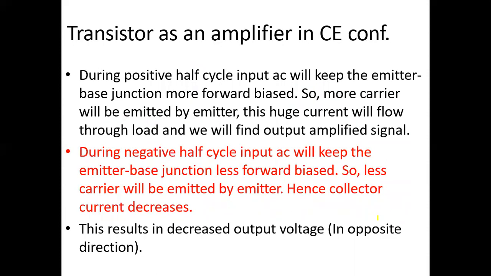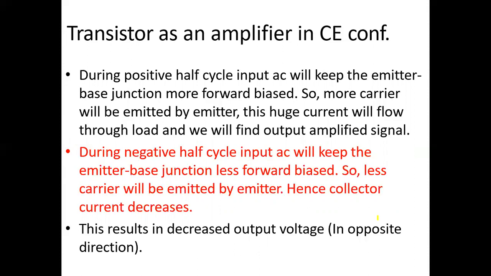During the positive half cycle, the input AC will keep the emitter base junction more forward biased, so more carriers will be emitted by the emitter. This collector current will flow through the load, and we will find the output amplified signal. During the negative half cycle, the input AC signal will keep the emitter base junction less forward biased, so fewer carriers will be emitted by the emitter, hence the collector current decreases. This results in decreased output voltage, that is in the opposite direction.